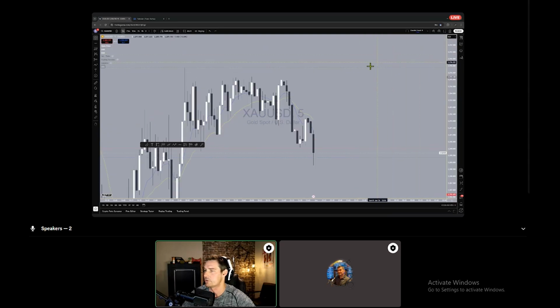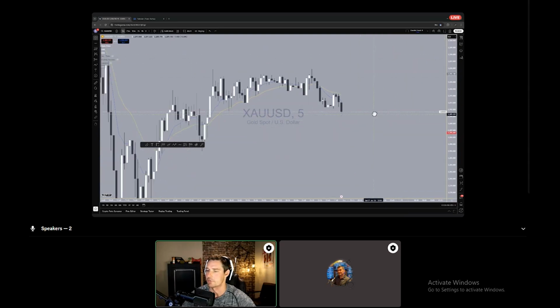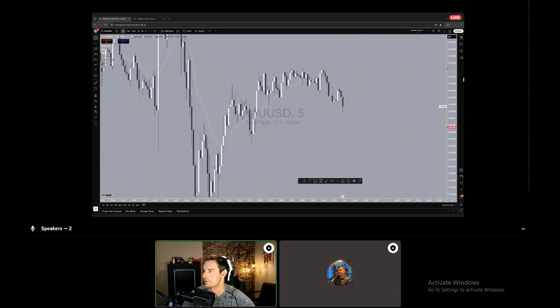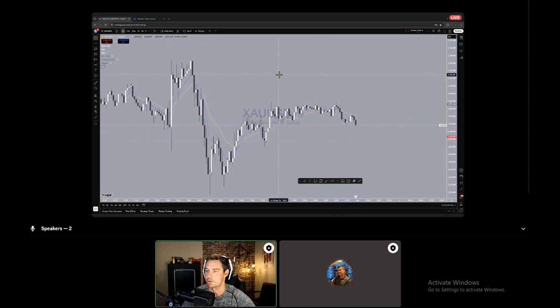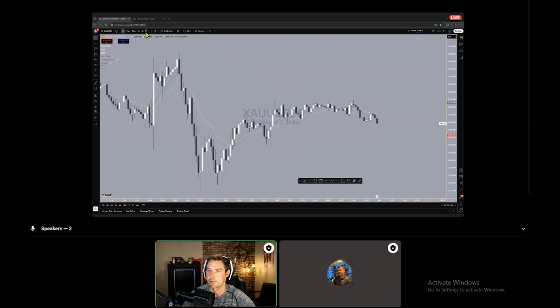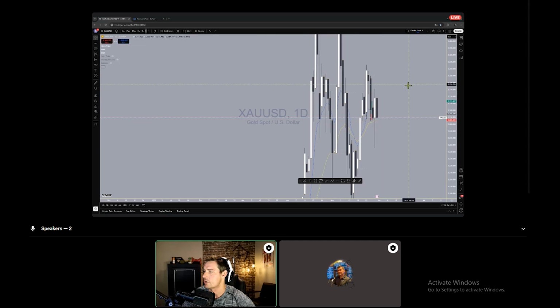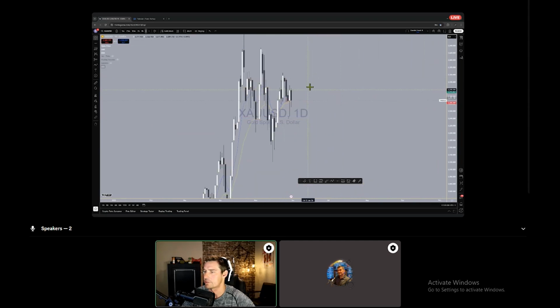But we can do this. We can do the strategy setup on XAU USD rather than GC1, which is gold futures. So this is Forex gold, and we can go to the daily here. So let's take a look at the price action here.